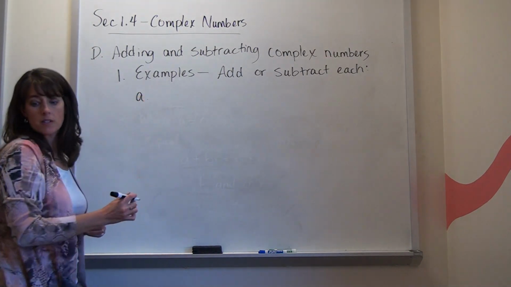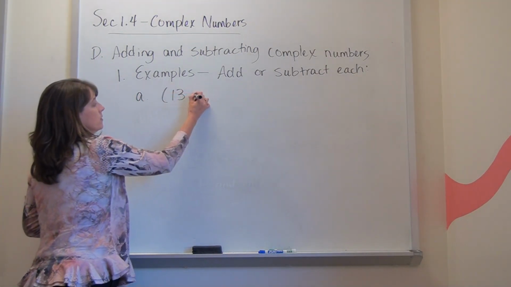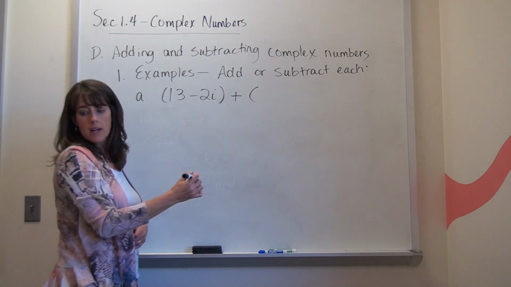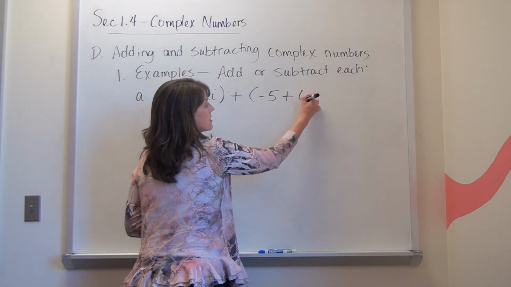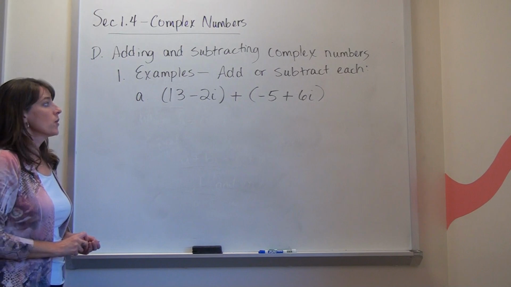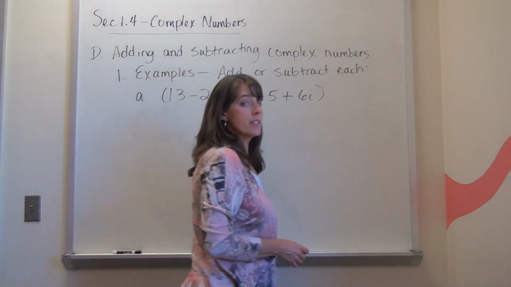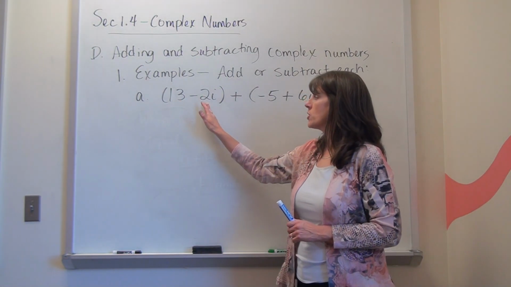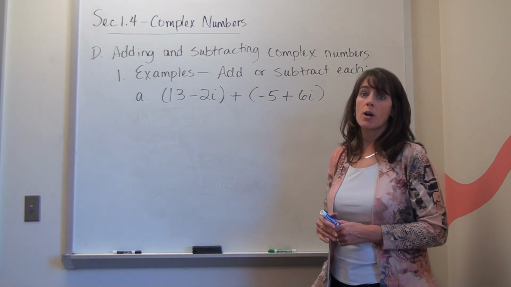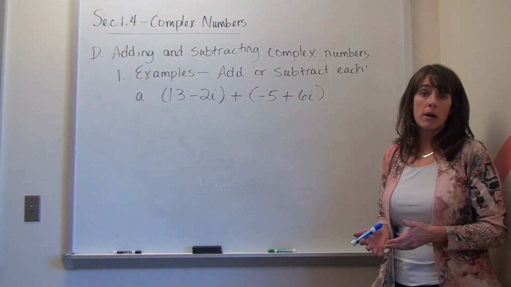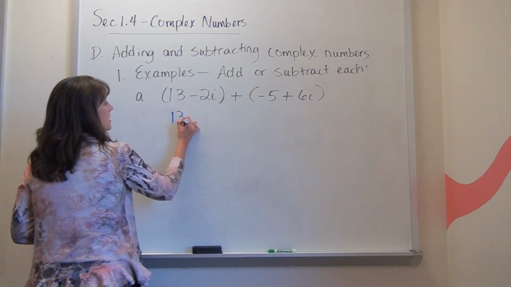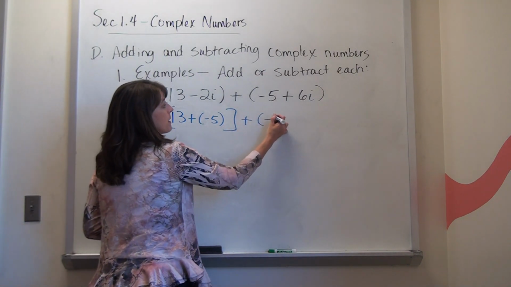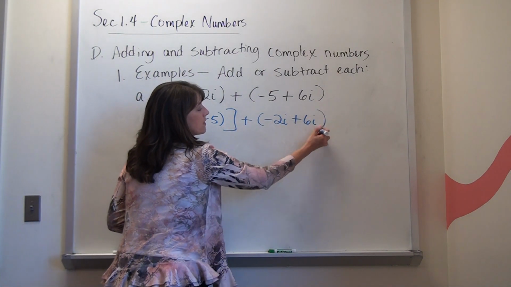And let's start with this. Let's start with 13 minus 2i, that's a 13, not a b, plus a -5 plus 6i. Remember, i acts like a variable until you see i squared. So if it's acting like a variable, like an x, that would be like saying 13 minus 2x plus a negative 5 plus a 6x. Well, what do you do? Exactly, you combine up your like terms. So I'm going to combine this 13 plus this negative 5, and I'm going to combine those imaginary parts, the negative 2i plus the 6i.